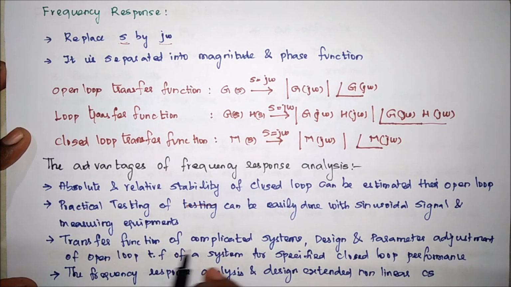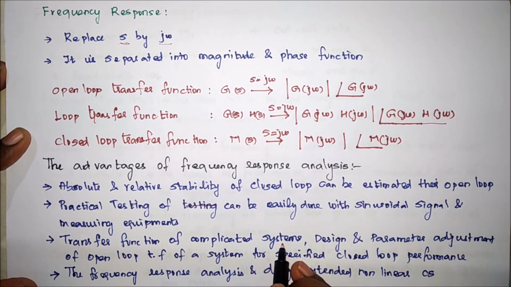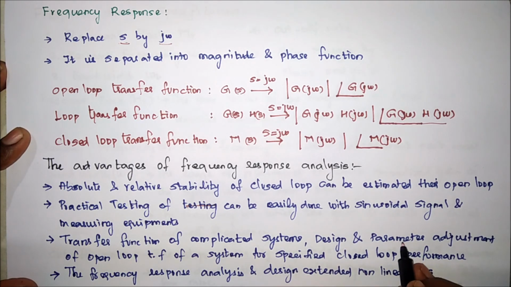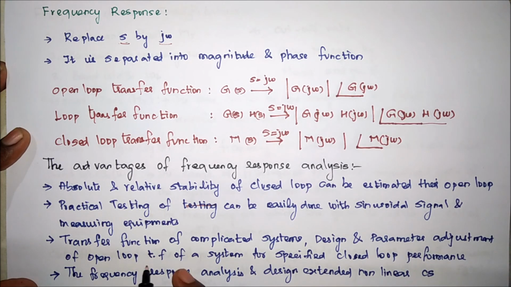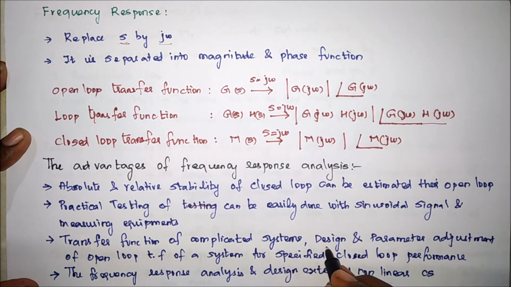Next, the transfer function of a complicated system can be easily obtained by using frequency response. Design and parameter adjustment of an open loop transfer function of a system for specified closed loop performance. It means by using the closed loop performance, we can easily design and also adjust the parameter values for the open loop transfer function.